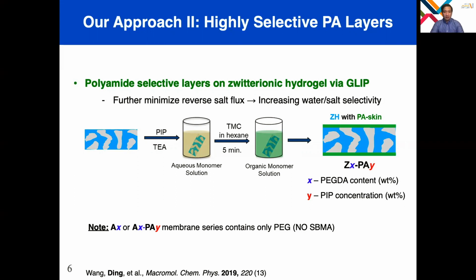Here, the unmodified Zwitterionic membrane will be denoted as Z, while the polyamide modified membrane will be denoted as ZPA in later slides, with X being the PEGDA concentration in the pre-polymer solution, and Y being the piperazine concentration in the GLIP process. Additionally, membranes that do not contain SBMA will be denoted with the letter A in later slides.